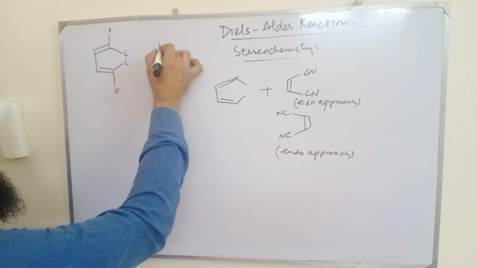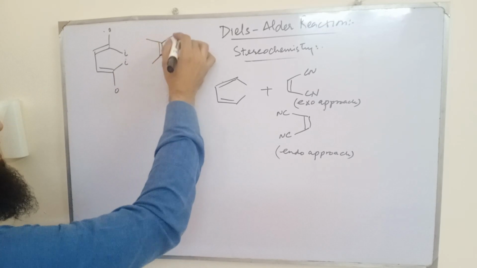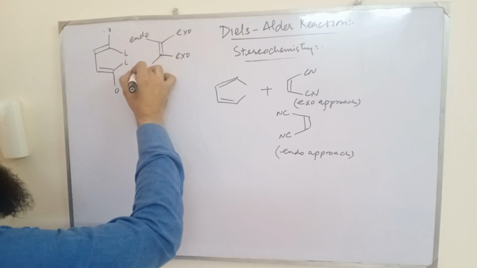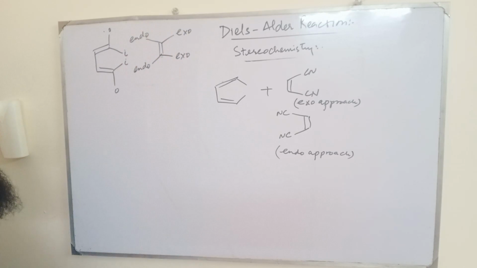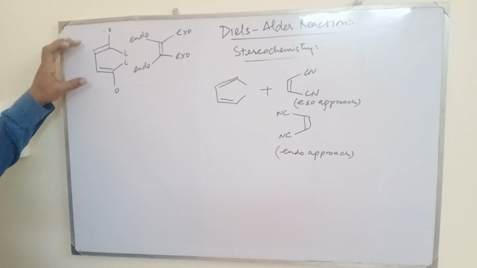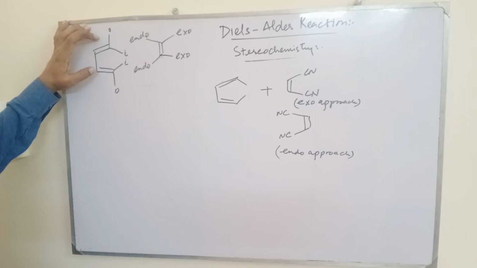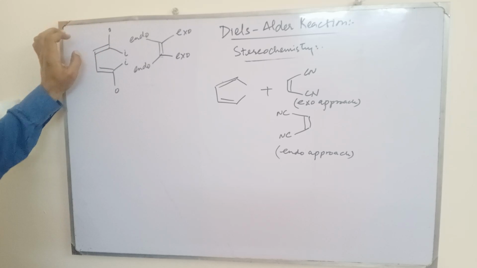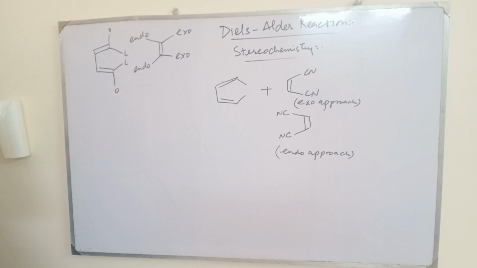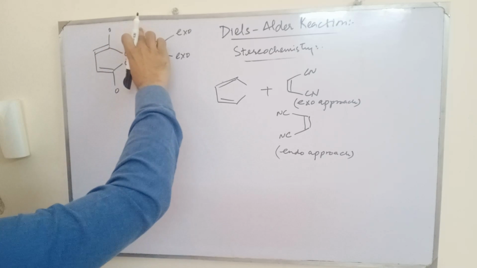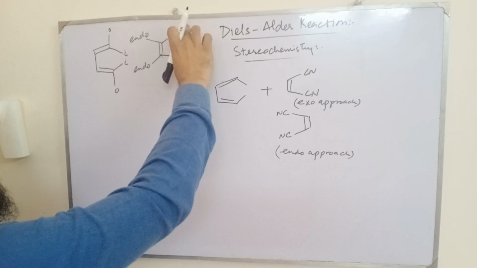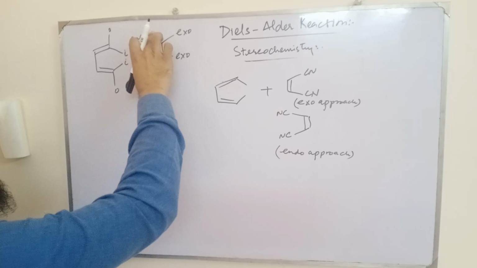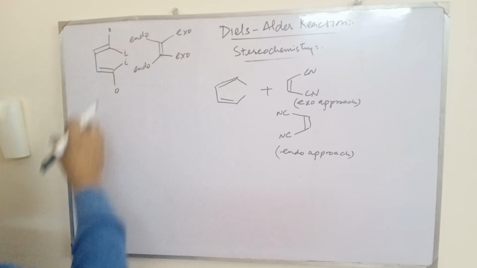So we can draw this here as well. This is exo, exo, endo, endo. So in general, we have two types of substituents on diene, outside and inside, and there are two types of possibilities via which the dienophile can react with diene. This is endo approach or exo approach. Exo approach is that in which substituents are away from the diene, and endo approach is that in which substituents are pointing towards the diene.